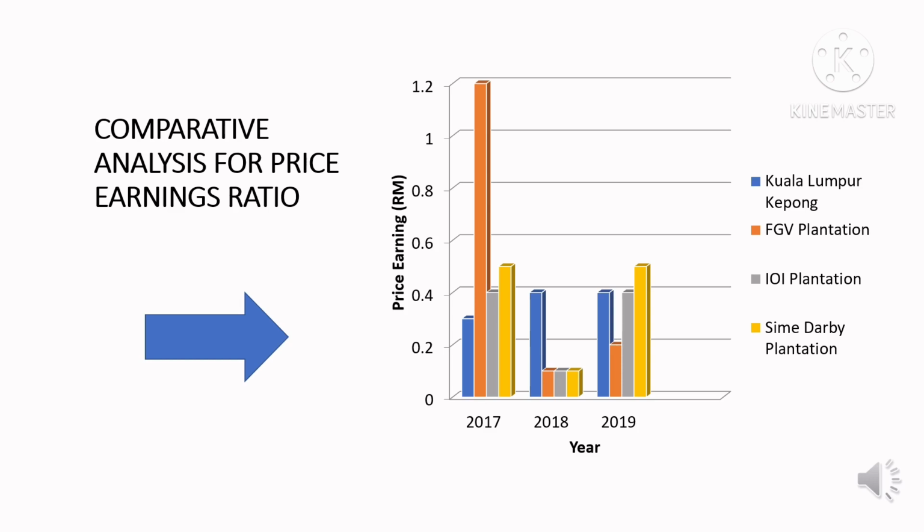The company with a lower ratio is Kuala Lumpur Kepong in year 2017. In 2018, the lower price earning is the other 3 companies. A lower price earning ratio is usually an indication of poor current and future performance.